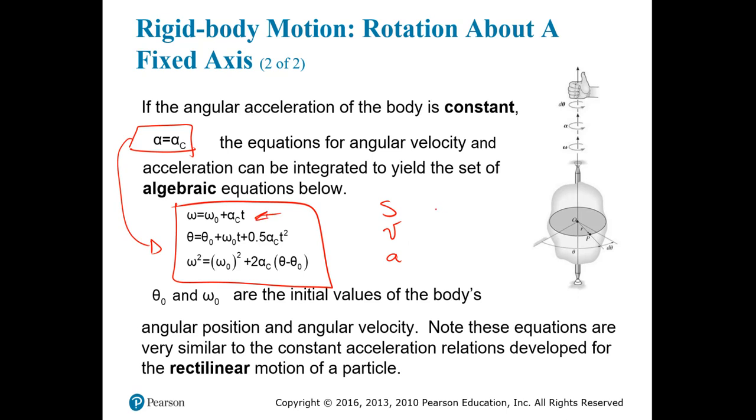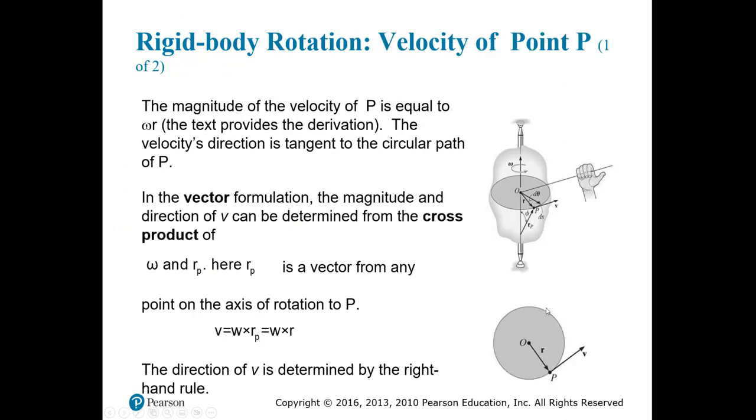You remember, velocity at the end equals initial velocity plus constant acceleration times the time, and you can do the same thing for the other two. Theta 0 and omega 0 are the initial values of the body's angular position and angular velocity. Note these equations are very similar to the constant acceleration relations developed for rectilinear motion of a particle.